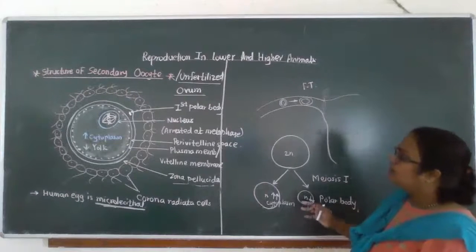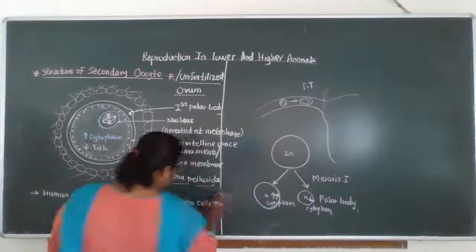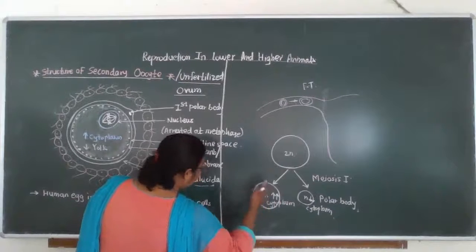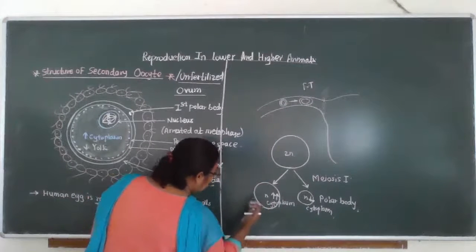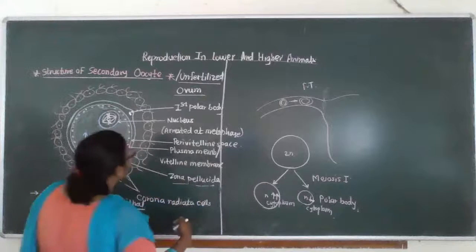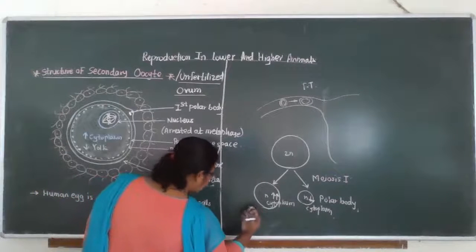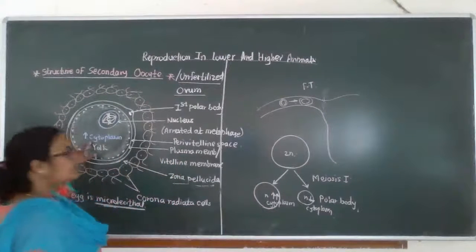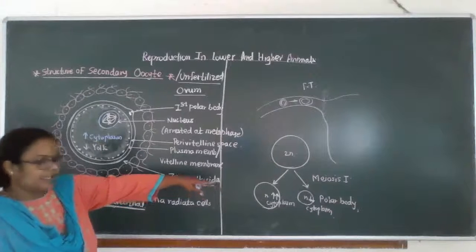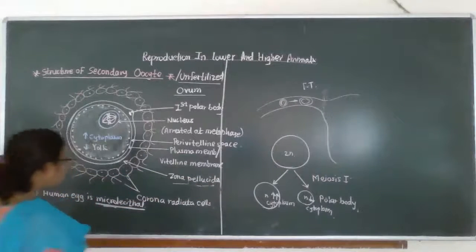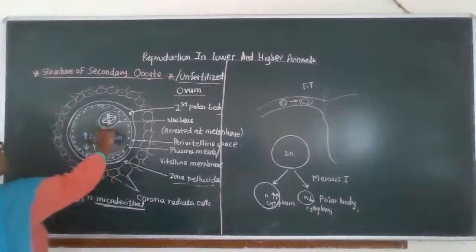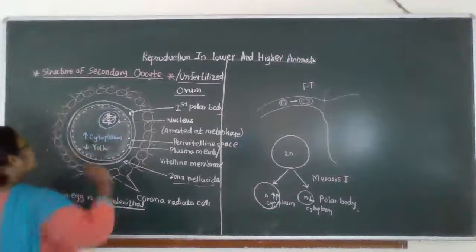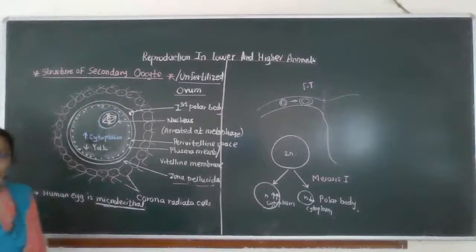Then the next one is related with the nucleus. Here an unequal distribution happens during meiosis, so that the cytoplasm goes maximum into one cell, and this is called the secondary oocyte. As you know, the secondary oocyte has abundant cytoplasm. So the next one, the nucleus. It has a nucleus, and this nucleus is arrested at metaphase.